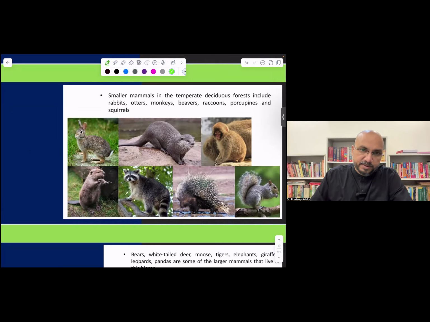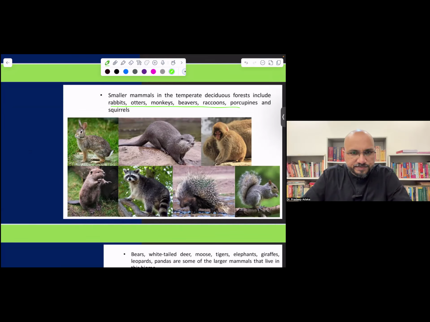Now, smaller animals in temperate deciduous forest include rabbits, otters, monkeys, beavers, raccoons. This is a raccoon. Okay, this is a porcupine. This is your squirrel, rabbit, otters, beavers, monkeys. So in that order, the pictures are also in the same order.